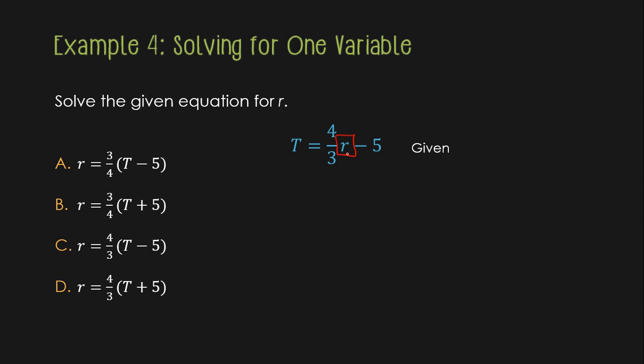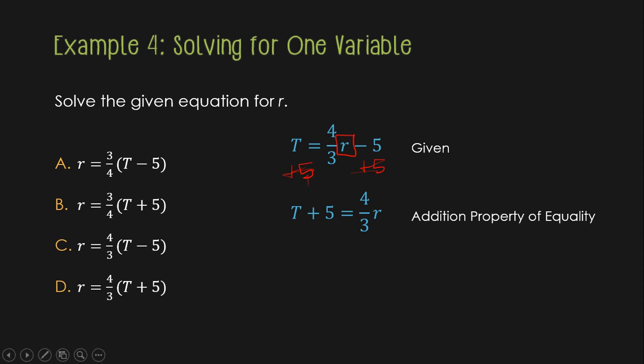So if I want to get r by itself, remember we have to go in the opposite order of operations. So I'm going to start by moving that addition or subtraction first. I've got this minus 5 here, so I need to go ahead and add that 5 to both sides of my equation.